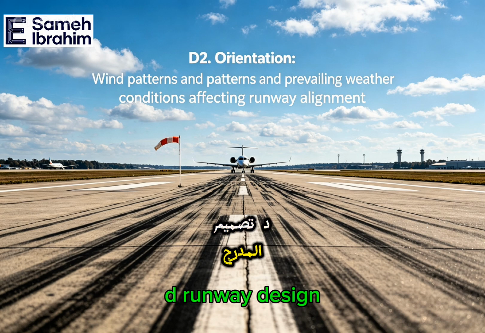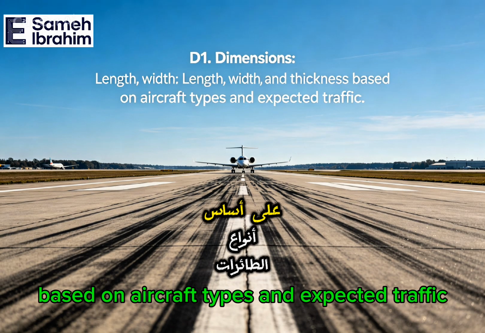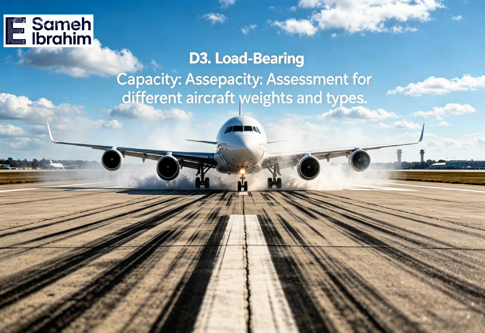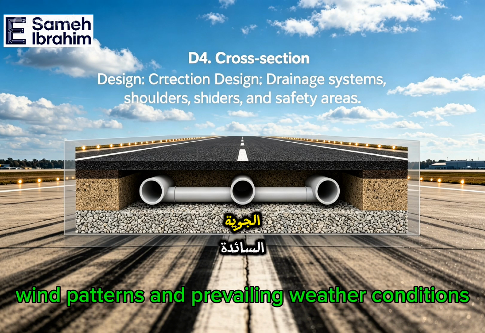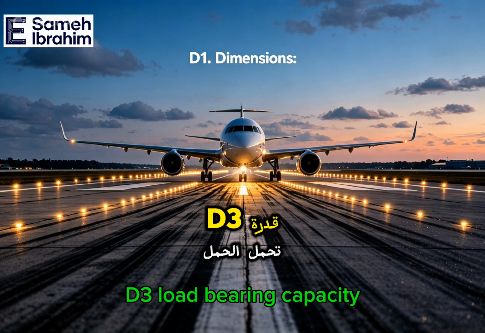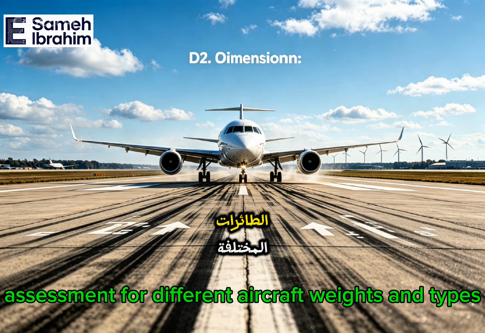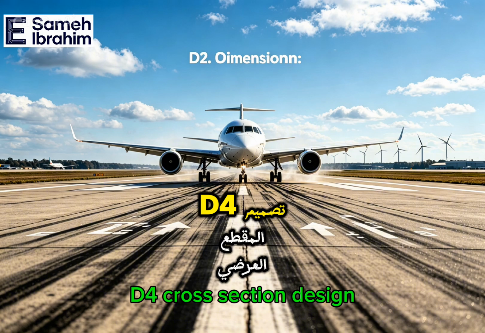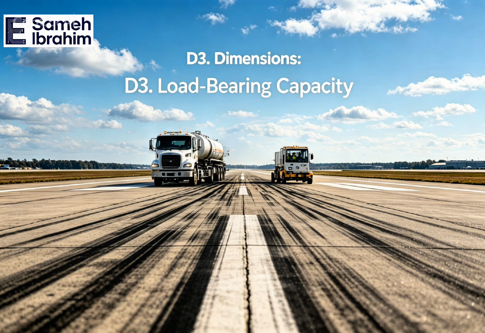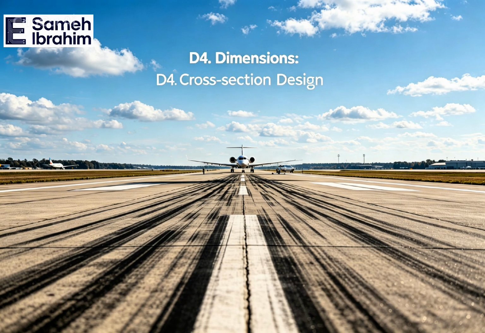D. Runway design. D1. Dimensions. Length, width, and thickness based on aircraft types and expected traffic. D2. Orientation. Wind patterns and prevailing weather conditions affecting runway alignment. D3. Load-bearing capacity. Assessment for different aircraft weights and types. D4. Cross-section design. Drainage systems, shoulders, and safety areas.